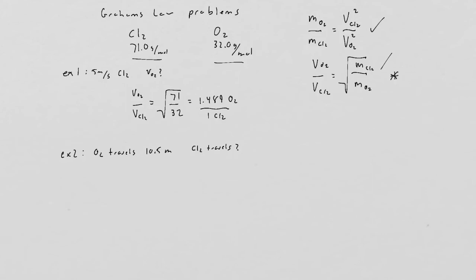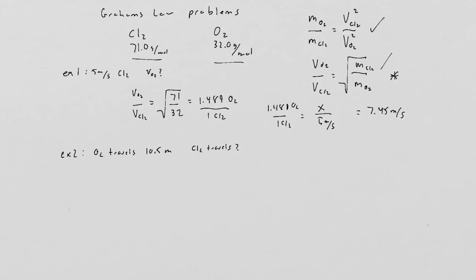So I can just set up a really simple situation where it's 1.489 for the oxygen compared to 1 for the Cl2, and I go X for the oxygen, and the chlorine's moving at 5 meters per second. And I basically cross multiply. And when I do this, I get 7.45 meters per second, which makes sense because that just means 7.5 is about 1.5 times greater than 5.